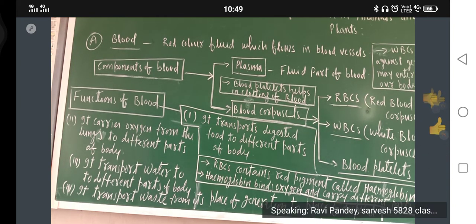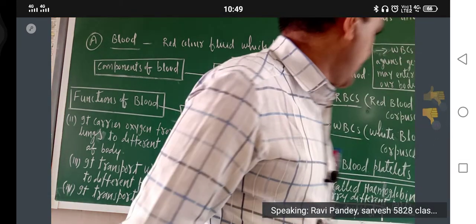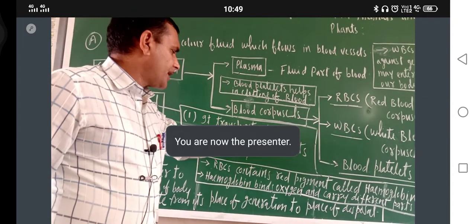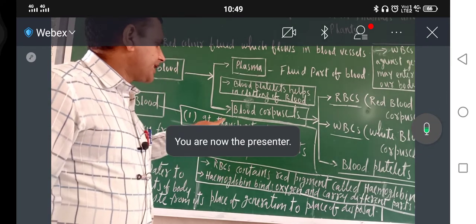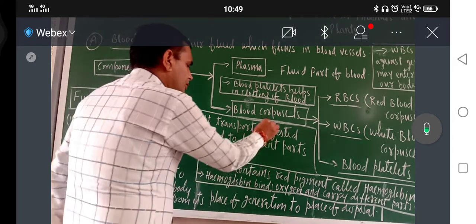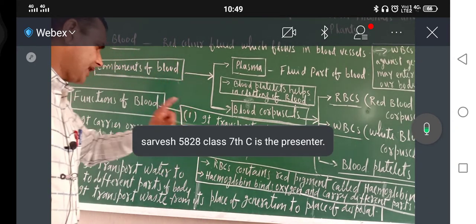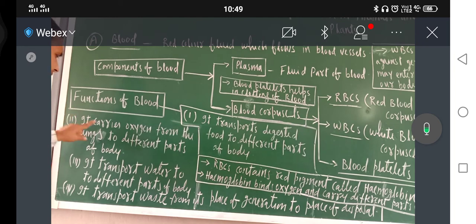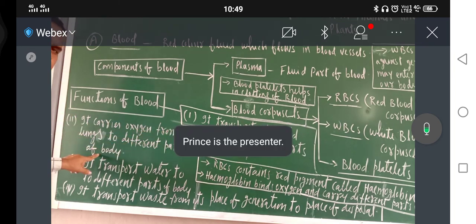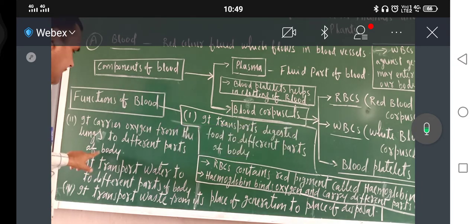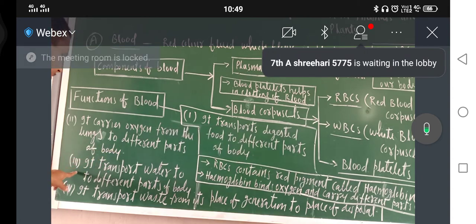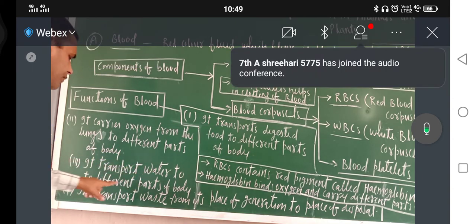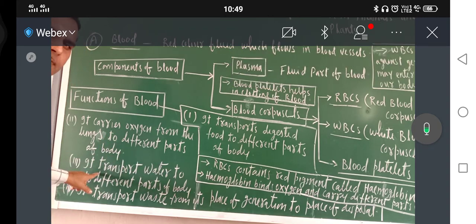Okay, so just see. What is the function of blood? The first function of blood is that it transports digested food to different parts of the body. What is the second function? It carries oxygen from the lungs to different parts of the body. What is the third? It transports water to different parts of the body. That is the third function of blood.